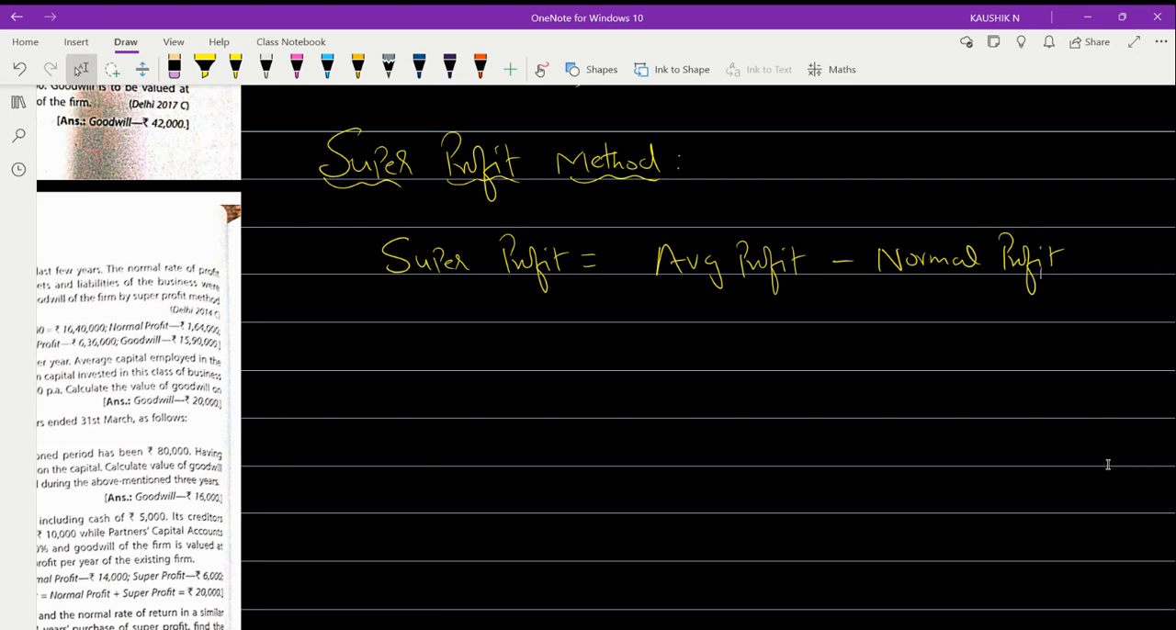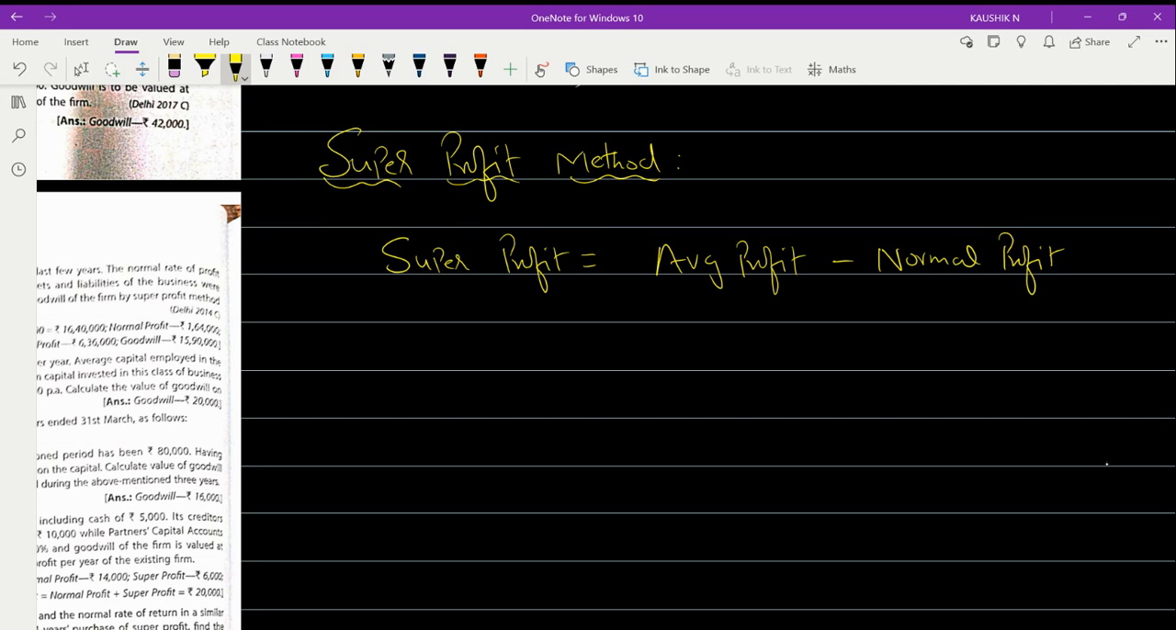In the problem, if all this information is given to you, super profit is given to you. Average profit value is also given to you. Normal profit value is also given to you directly. Then you substitute it and you'll get the value. But suppose only one is given and the other is not. Say for example, normal profit is given to you, average profit is not given to you.